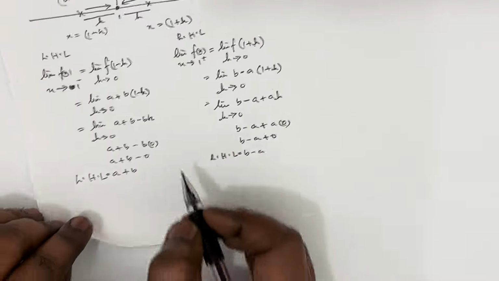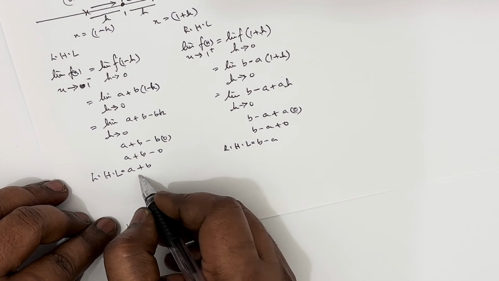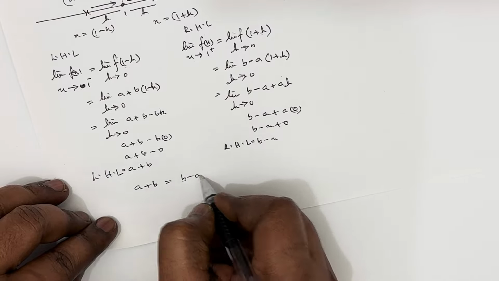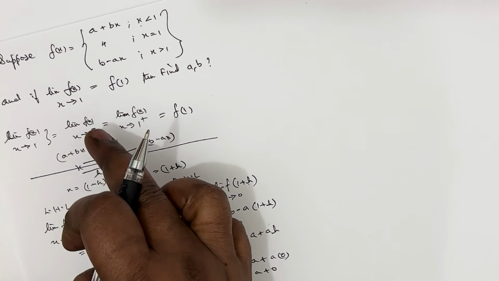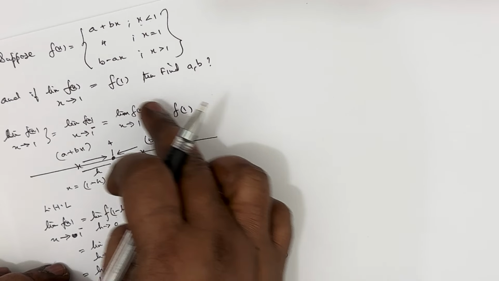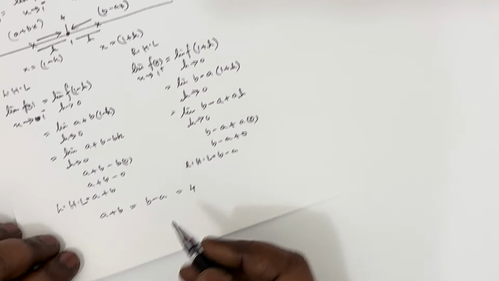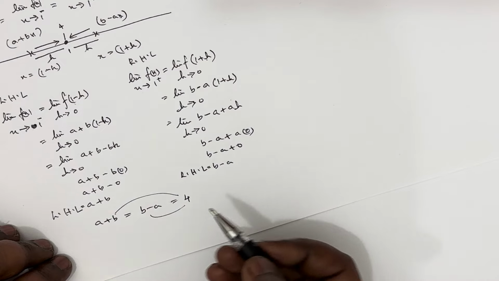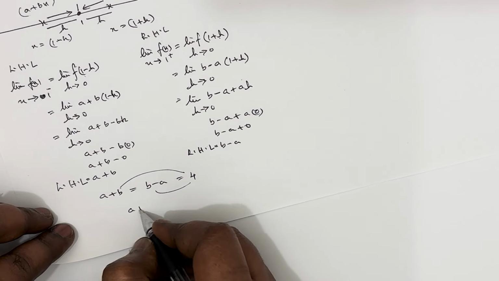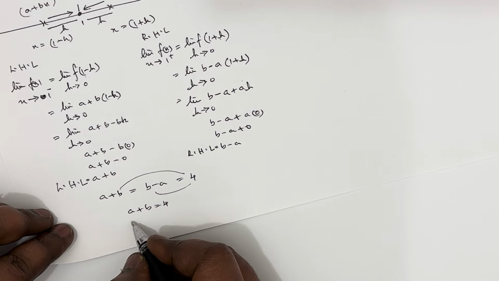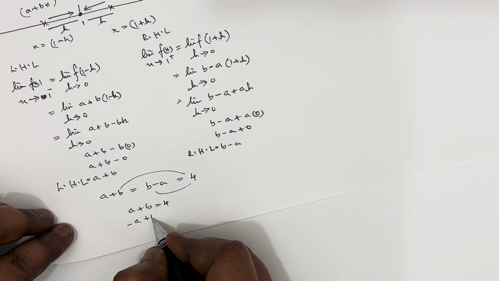Now, if the limit exists, then LHL and RHL are equal. So we can write a plus b is equal to b minus a, and that is equal to the function's value when x is 1, so that is 4. If all three are equal, then we can say that this and this are equal, and this and this are also equal. So let's equate them separately. a plus b is equal to 4, and b minus a is also equal to 4. So let's write minus a plus b equal to 4.